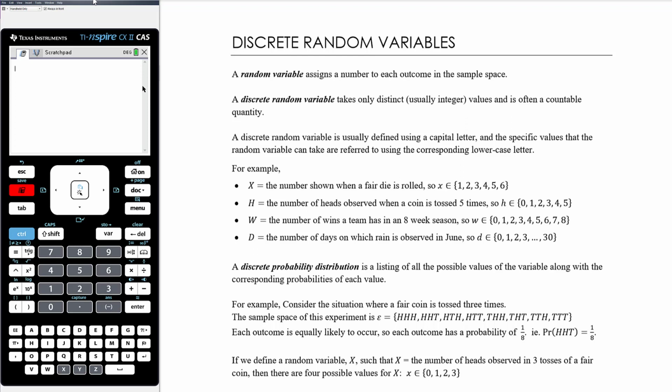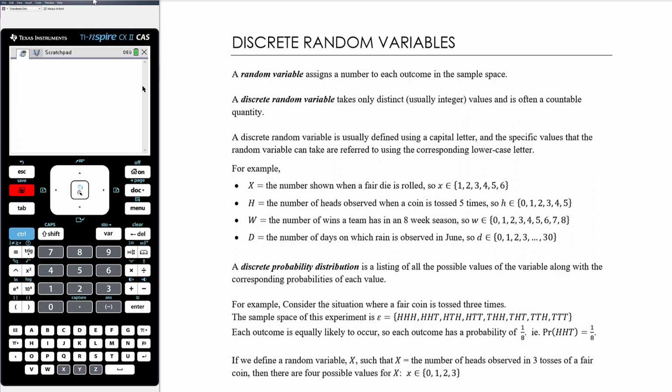For example, consider the situation where a fair coin is tossed 3 times. We've looked at this example in previous videos on probability problems, where we've used tree diagrams and things like that to represent the problem. The sample space of this experiment, which we could generate using a tree diagram, is going to be HHH, HHT, HTH, HTT, etc. There are 8 possible outcomes that could happen when we toss a coin 3 times. Each outcome is equally likely to occur, so each outcome has a probability of 1/8. For example, the probability of getting a head and then a tail is 1/8.